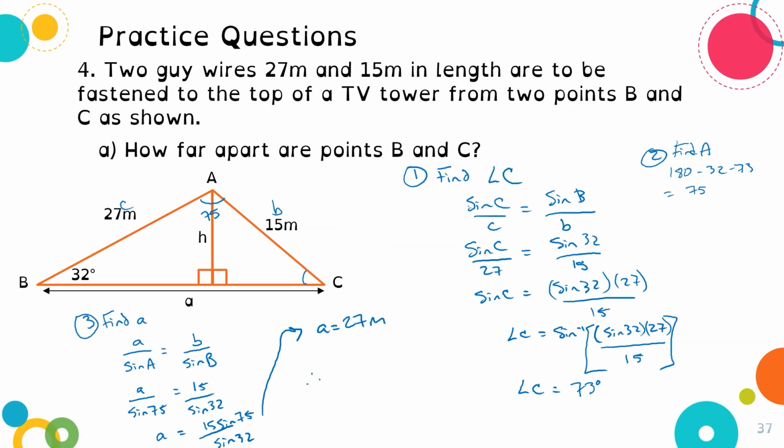So therefore, the distance from point B to C is 27 meters. There you go. Sorry, it's a little messy. That happens sometimes. That's why I've labeled it as much as I can.